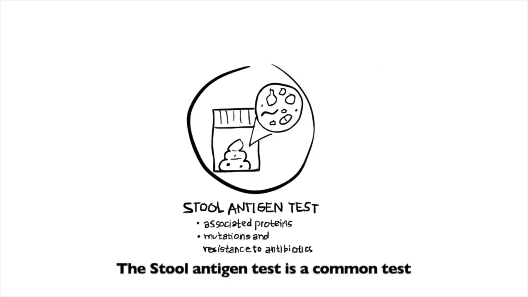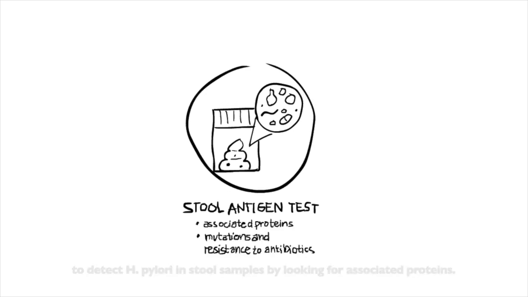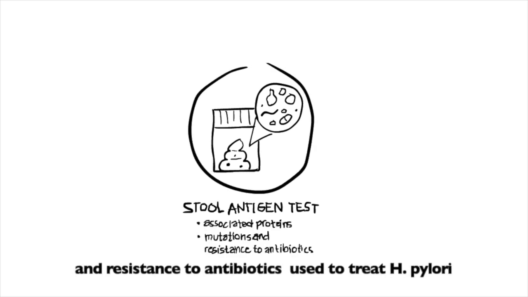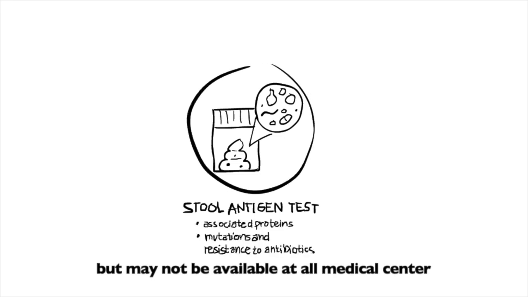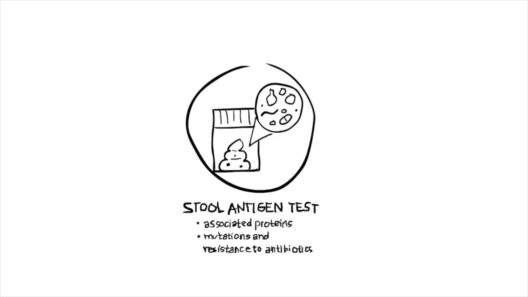The stool antigen test is a common test to detect H. pylori in stool samples by looking for associated proteins. The stool PCR test can identify mutations and resistance to antibiotics used to treat H. pylori, but may not be available at all medical centers and is more expensive than the stool antigen test.